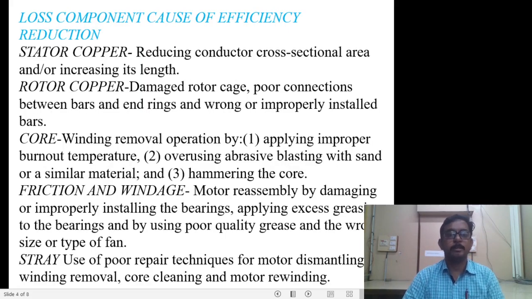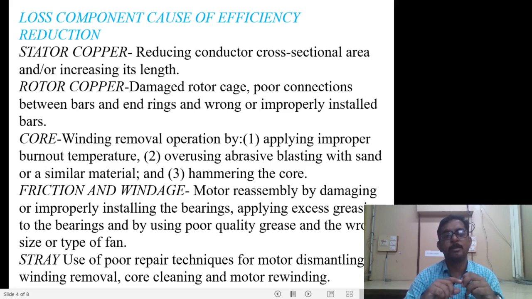These are the loss components which affect the efficiency of the induction motor. First is the stator copper loss, which can be reduced by increasing the cross sectional area or reducing the length. The losses in the stator copper are I square R losses. To reduce that I square R loss, we have to reduce the resistance, and resistance is directly proportional to the length and inversely proportional to the cross sectional area. So by doing some analysis on the resistance and the length, we can decrease the stator copper loss.